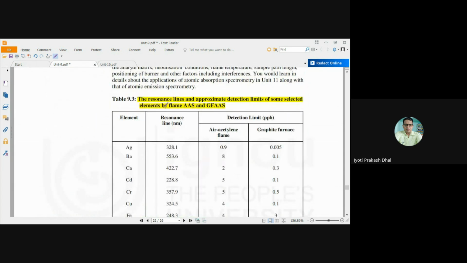So the table explains the resonance line and approximate detection limit of some selected elements by AAS and GFAAS.